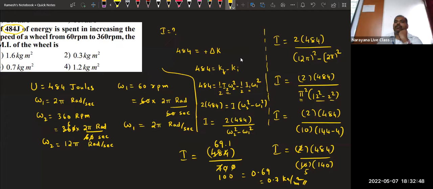Remember this pi square, you can take as 10, sir. I think you already know, I don't know whether you know or not. Pi square value, remember 10, especially in advance. Many questions will be coming like this.